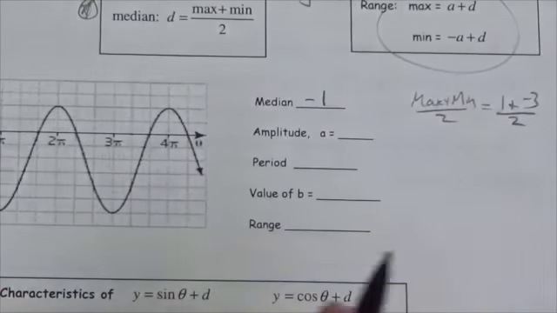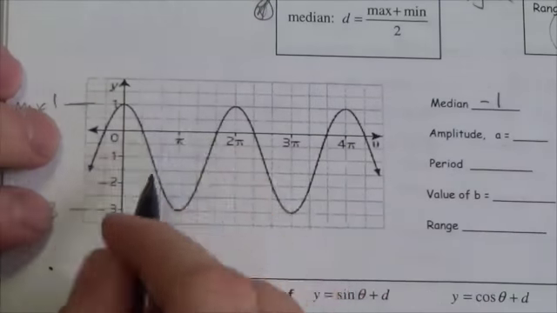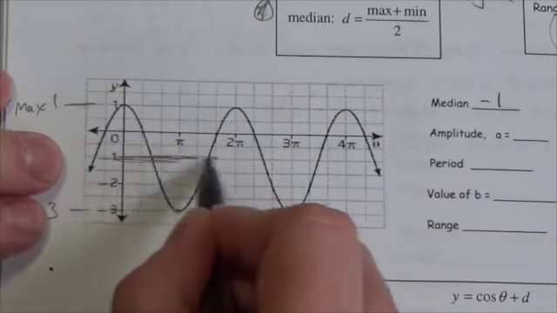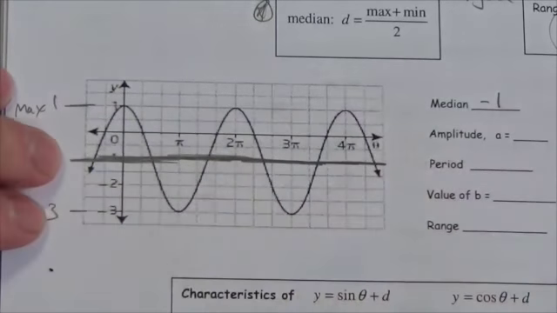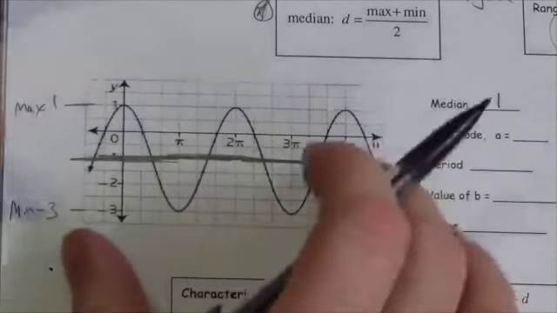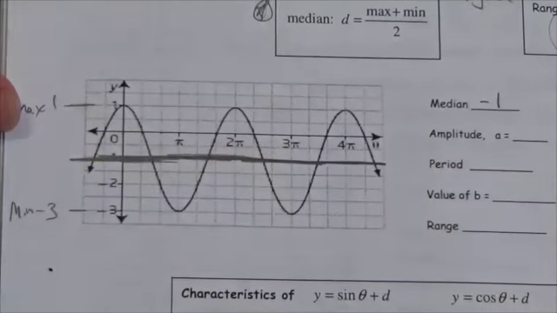Now after I find that, typically what I would encourage you to do is come to your graph here, go to -1, and just darken that line. That is the middle of this curve right here. That's useful in a lot of different ways, and you'll see this in a little bit.